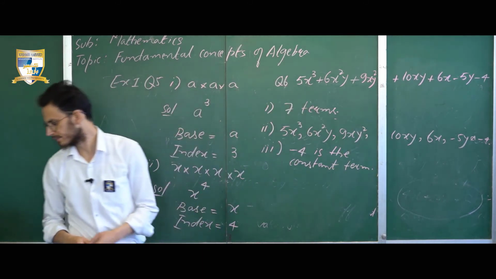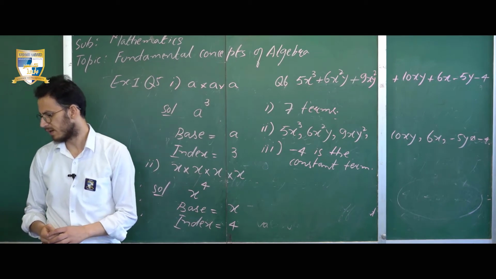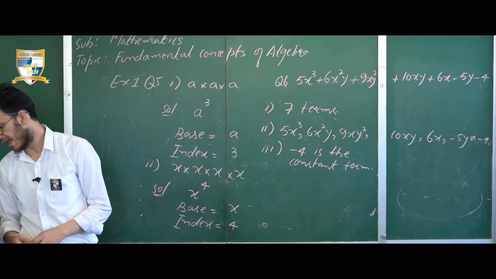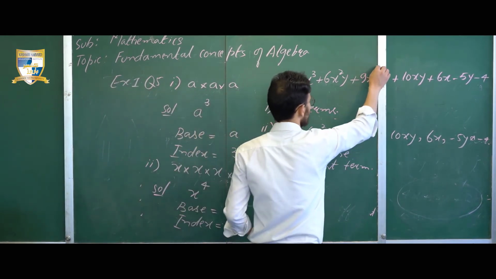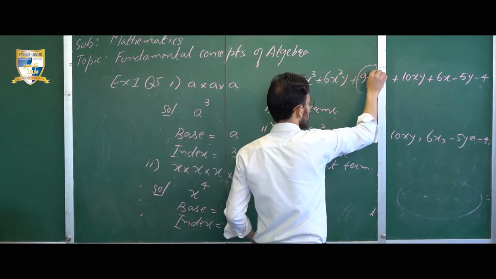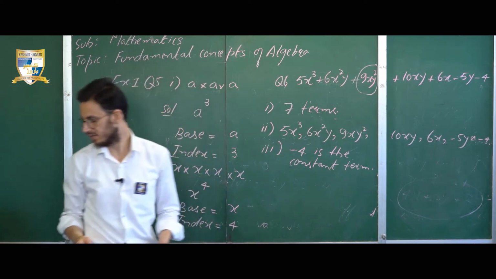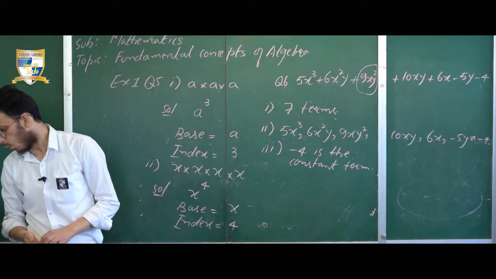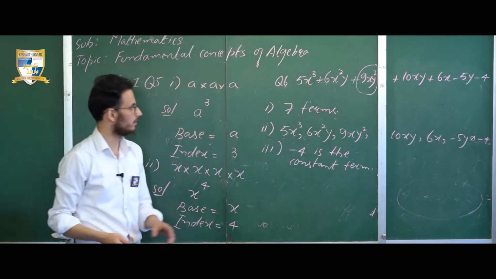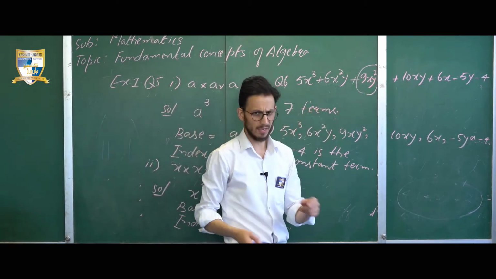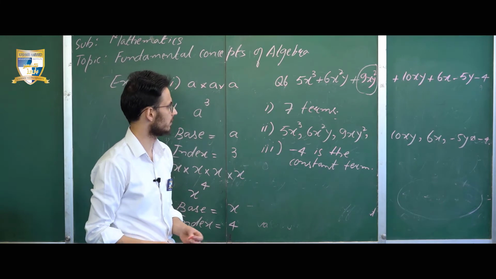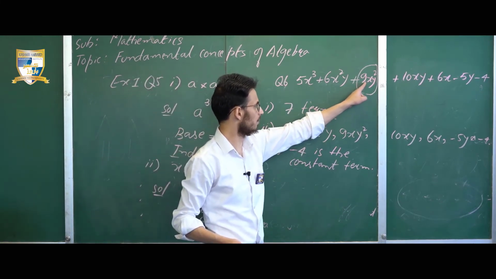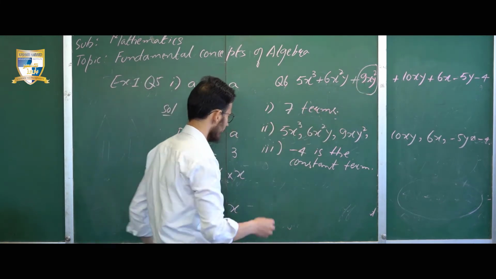Got it? Now, the last part in the equation. In the term 9xy square, where is 9xy square? Here. So this is the term 9xy square. So we have to check this, and what we have to find is the numerical coefficient. In 9xy square, we have to check out the numerical coefficient. And we can see here the numerical coefficient is 9.